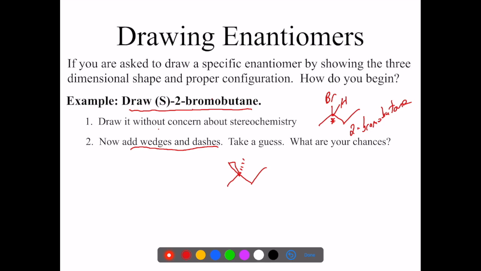Well, where should I put the bromine and the hydrogen relative to one another? Which should be on the wedge and which should be on the dash? If you try to figure that out before you draw it, you will waste a lot of time. Take a guess. What are your odds of getting this right? You have a 50% chance of getting it right. There's only 2 enantiomers, R and S. So you know what you do? Just pick one.